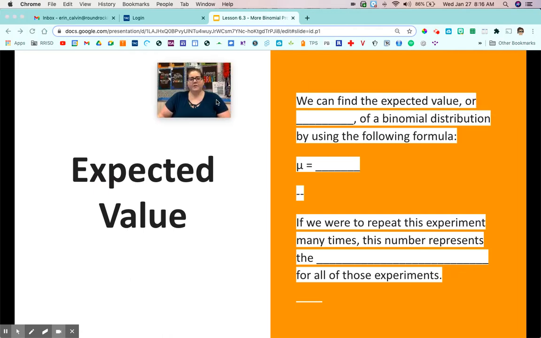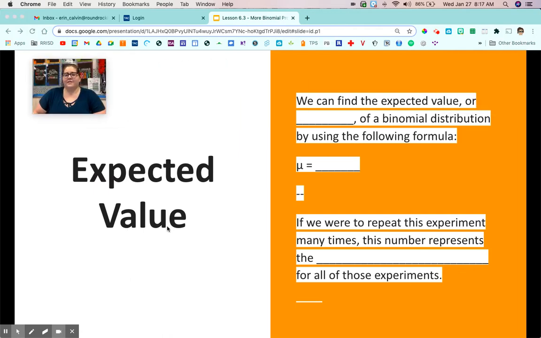In all of those, we did something we call the expected value. We can find the expected value, otherwise known as the mean of a binomial distribution, by using the following formula. This is our symbol for mean. It's called mu. It's a Greek letter. It kind of looks like a U, but it's got a little extra long thing on the front. We find that mean by doing n times p. Remember, n is your total number of trials, and p is the probability of success.